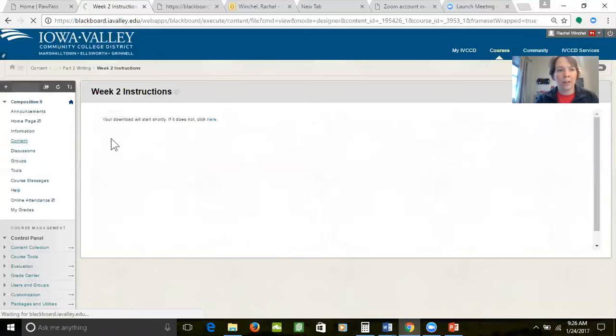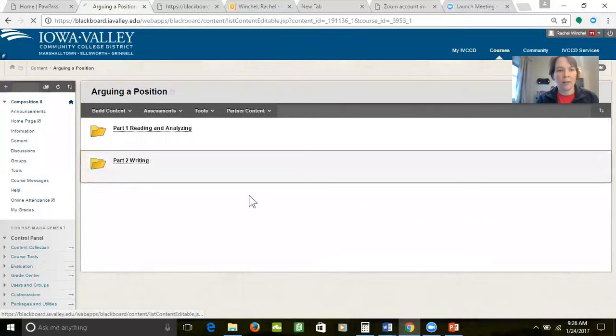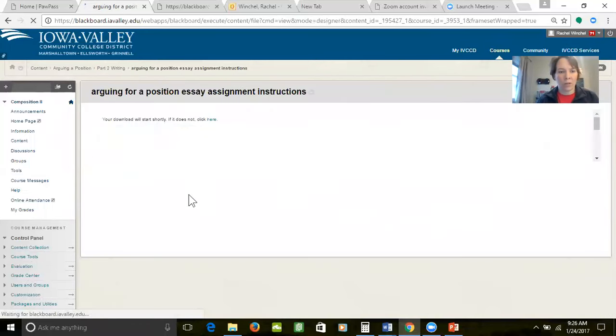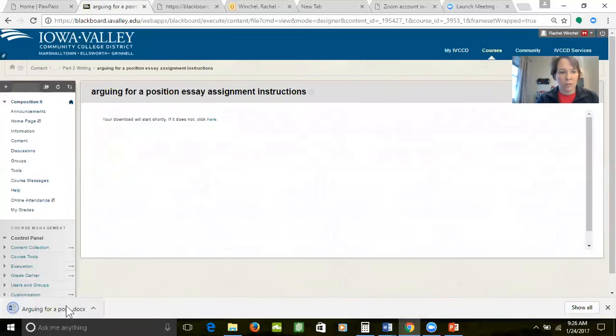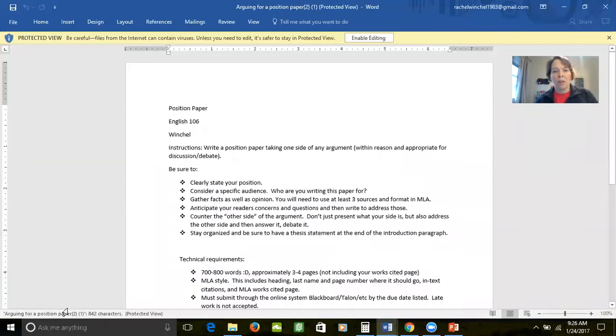So we're going to go back here to part 2, writing. Okay, and so let's talk about the essay assignment. Okay, yeah, here we go. We're going to take one side of any argument within reason and appropriate for discussion or debate. There's going to be some things that are so morally off that we're not even going to discuss that, right? But other things we can discuss.